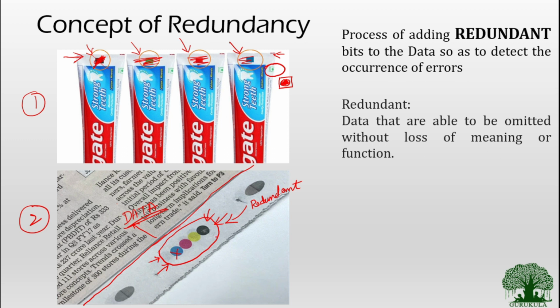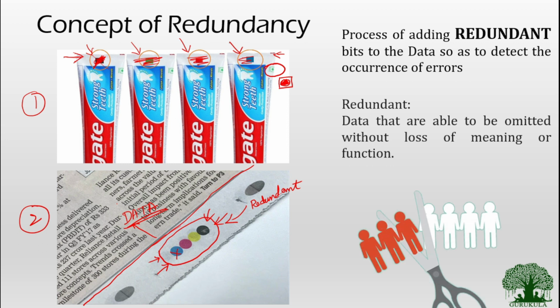So removing this redundant information is not going to affect any of the data that I require. It is not going to alter any of the information available in the paper. So this is the actual meaning of redundancy. Even in error detection and error correction codes, we are going to add a few additional bits. Those additional bits are what we call redundant bits.